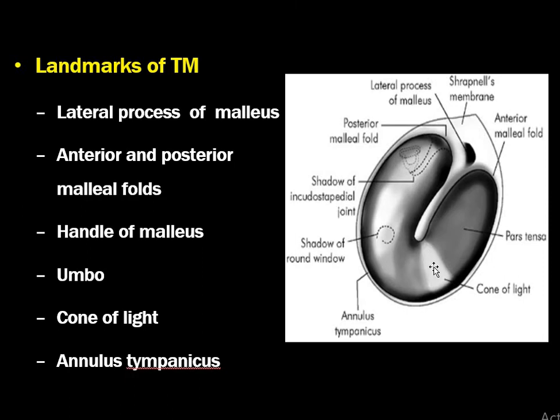And cone of light, which is seen anteriorly and inferiorly because the TM is obliquely set with the anterior portion being longer. The tympanic membrane reflects the light anteriorly, so the cone of light is always seen in the anterior inferior quadrant. Annulus tympanicus is the peripheral portion of the tympanic membrane.